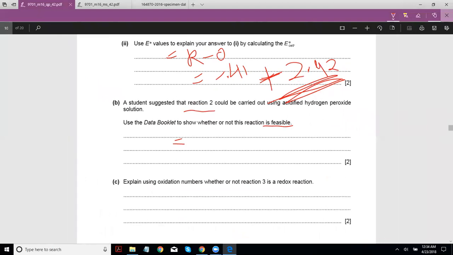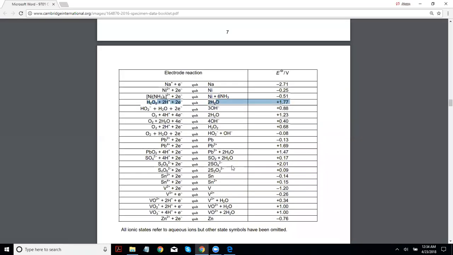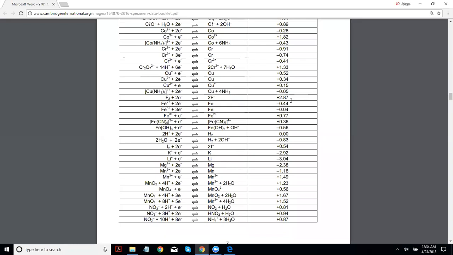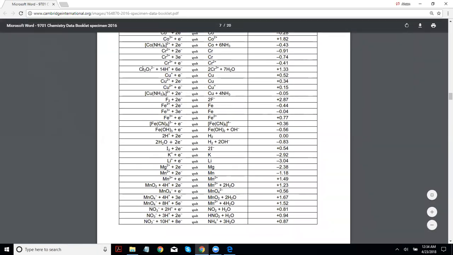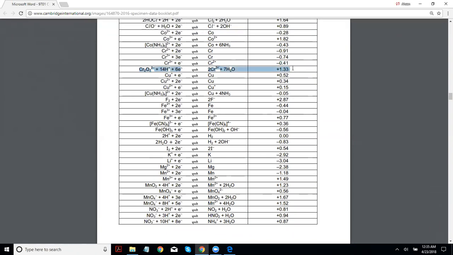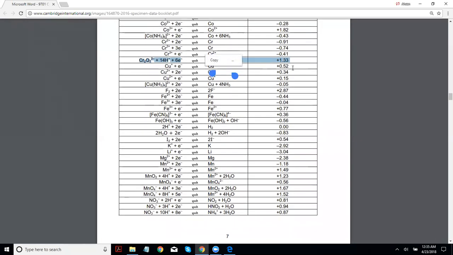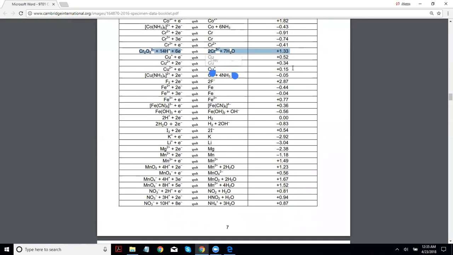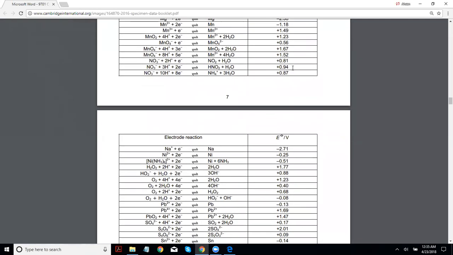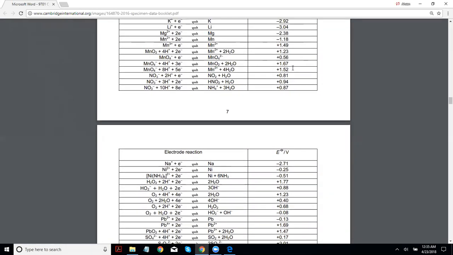You have to do this properly, looking at the data for this. So this reaction is plus 1.77, and if you look at chromium, now we pick this equation, now that we know that we're looking at reaction 2, not reaction 1. That was a silly mistake on our part. So chromium is being oxidized, because our first equation was more positive, that will be reduced.